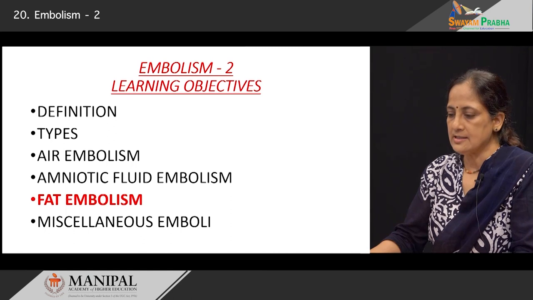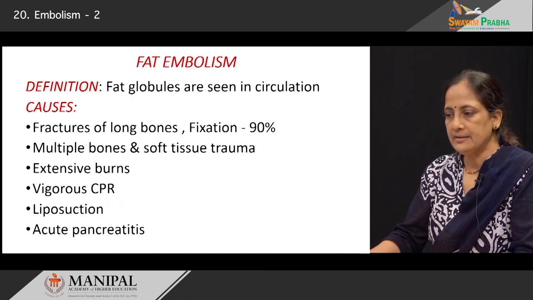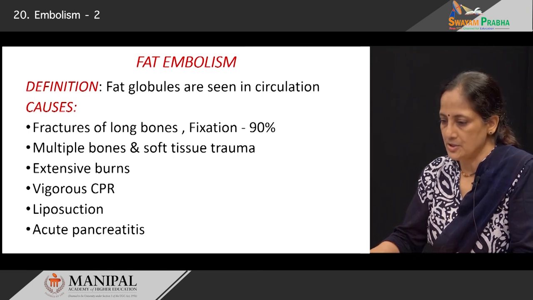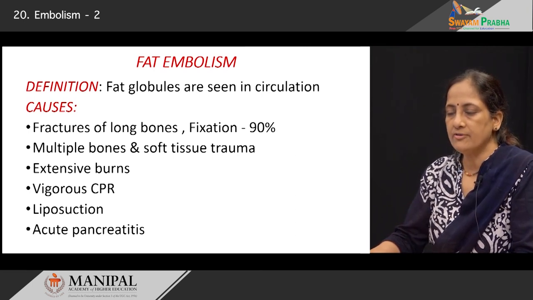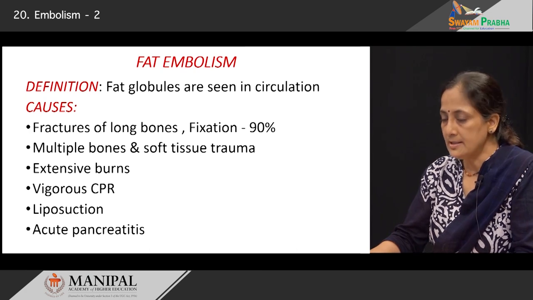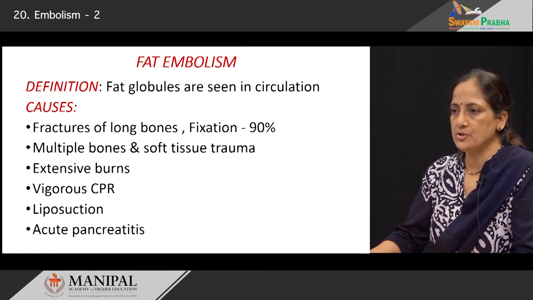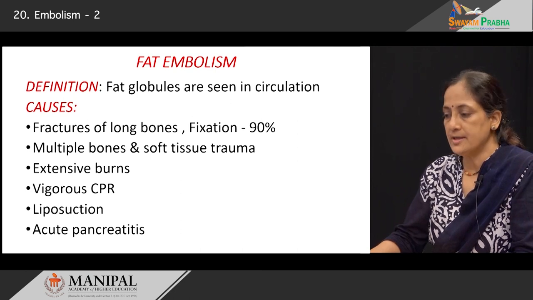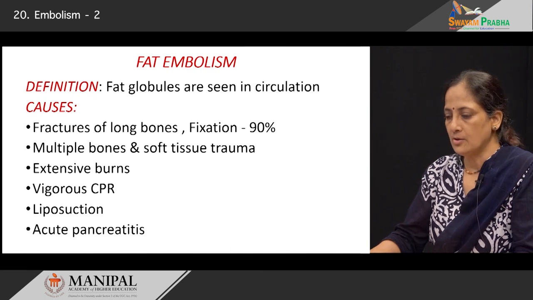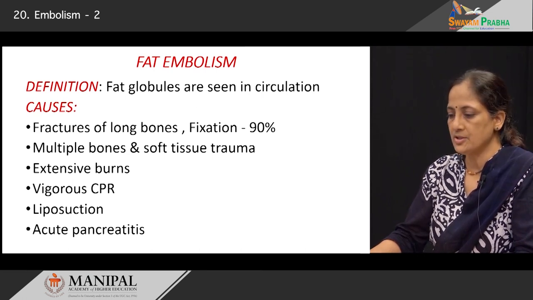The next type of embolus is the fat embolus. Here, fat globules are introduced into the circulation. Usually, they are seen after fracture of long bones, multiple fractures, extensive soft tissue trauma, and with intramedullary nailing to repair fractures. These account for about 90% of the patients with fat emboli. The other causes include extensive burns, vigorous cardiopulmonary resuscitation, which can cause rib and sternal fractures and precipitate fat emboli, liposuction, and acute pancreatitis.